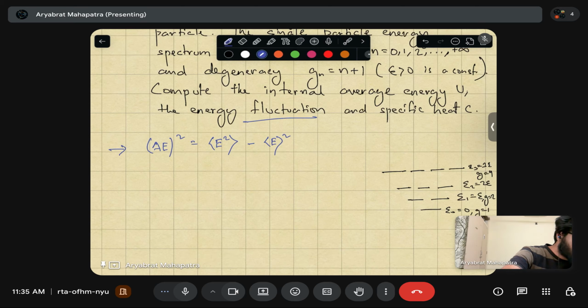Okay, so this is energy fluctuation. This is fine. This is energy fluctuation and specific heat.